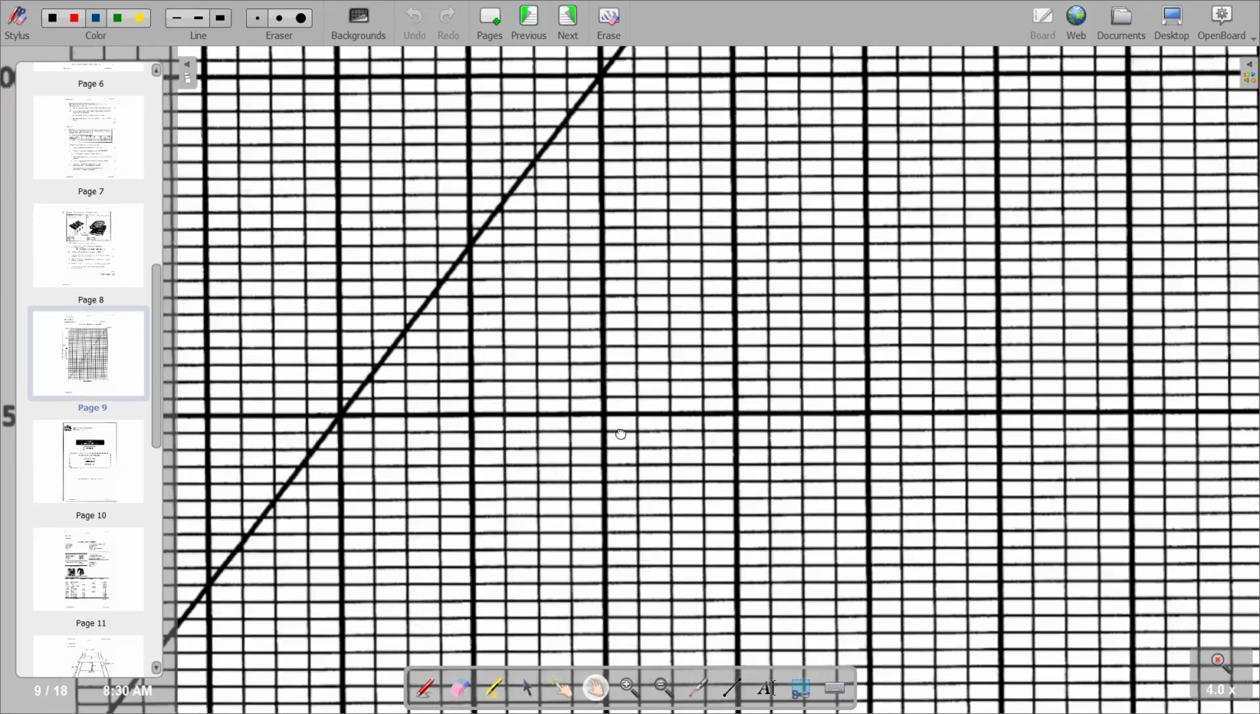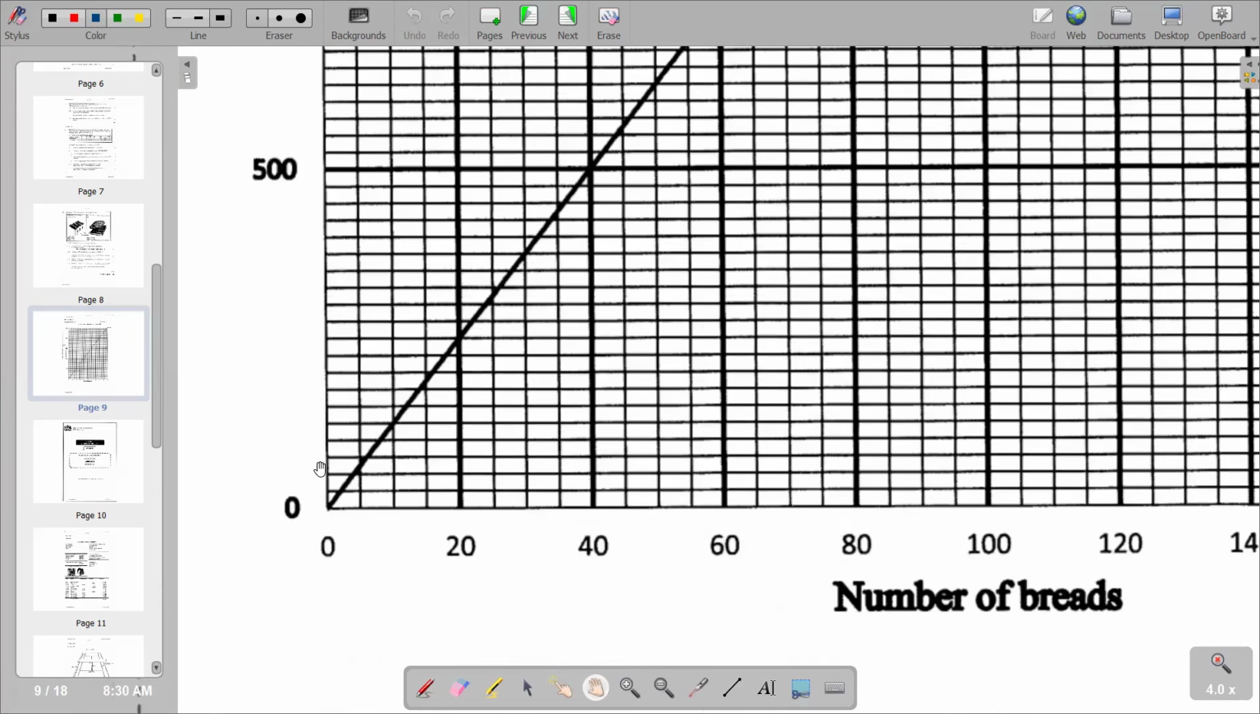We can just count. We are having 1, 2, 3, 4, 5, 6, 7, 8, 9, 10, 11, 12, 13, 14, 15, 16, 17, 18, 19, 20. So we've got 20 marks between the 2 points. If we have 20 and it's representing 500, let's just calculate and see what each and every mark represents. So we see that it represents 25.